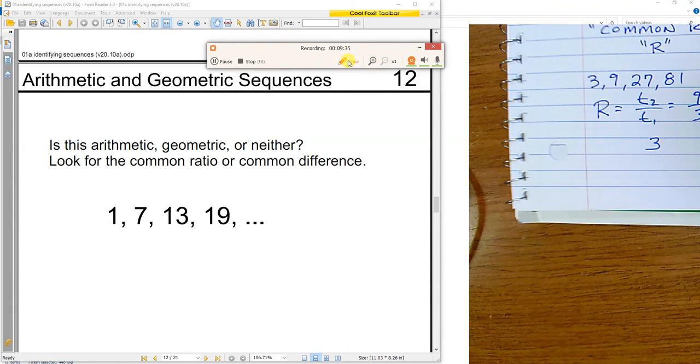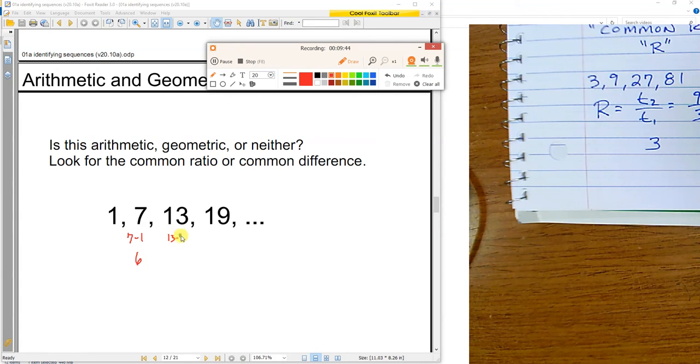Okay, let's see what's going on here. This feels like, what's 7 minus 1? 7 minus 1 is 6. What's 13 minus 7? 13 minus 7 is 6. What's 19 minus 13? 6. Oh, it's got a common difference of 6. It's arithmetic.